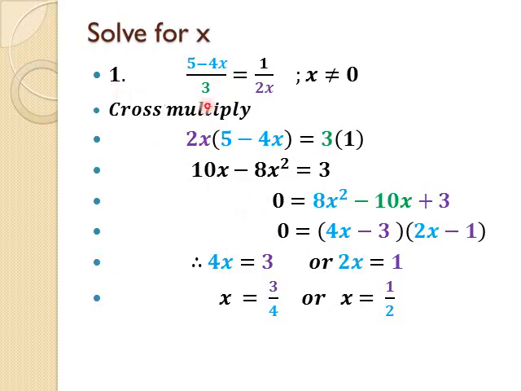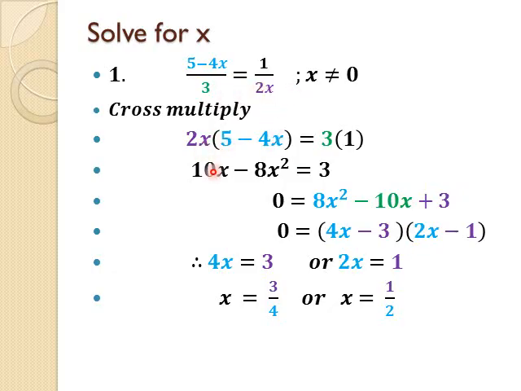Right, so here in problem 1, they've given us (5 minus 4x) over 3 equals 1 over 2x. Should note x cannot equal 0 because 2 times 0 is 0 and 1 divided by 0 would make it undefined. Right, because I have only two fractions, I'm going to cross multiply. So 2x times (5 minus 4x) equals 3 times 1. So in theory, I'm multiplying the denominator away, so that I don't have fractions.